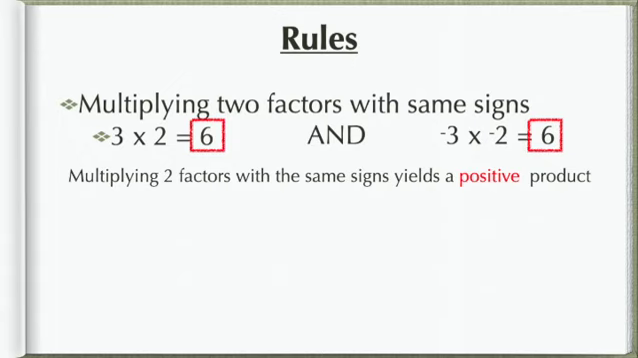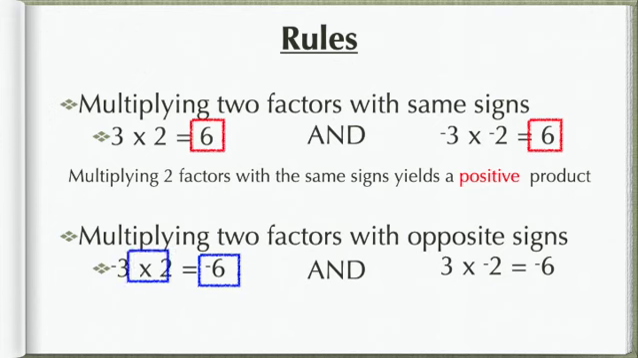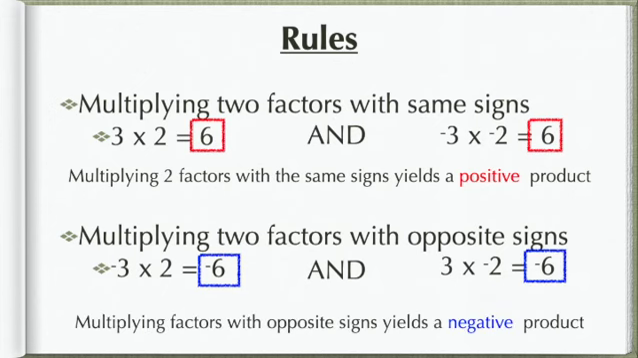What if you're multiplying 2 factors with opposite signs, like negative 3 times 2 and 3 times negative 2? Well, both of those answers are negative. Negative 6 on both of them. Multiplying factors with opposite signs yields a negative product.